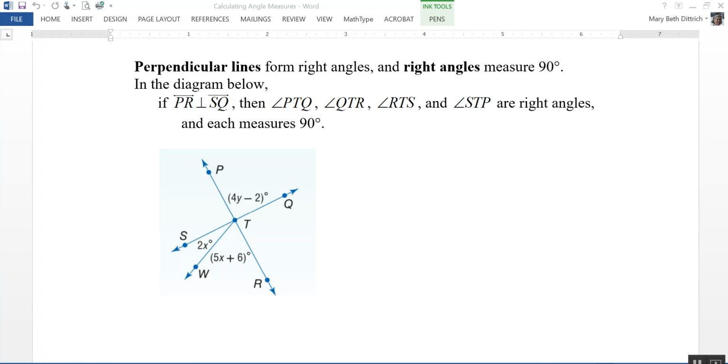So in this video we just did a quick review of some of the things that we already know about angles, the properties and definitions that are true about them, and we can use these in problems to calculate angle measures.